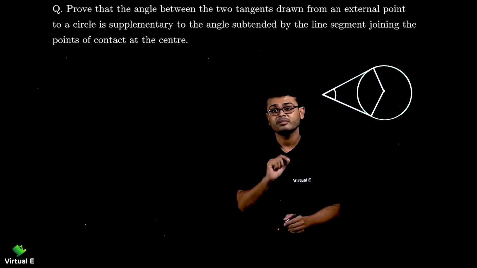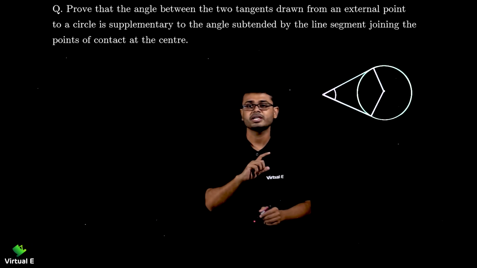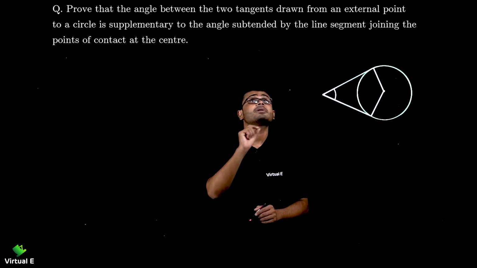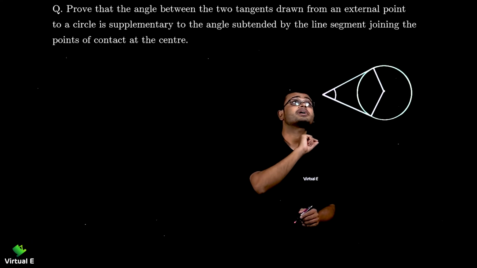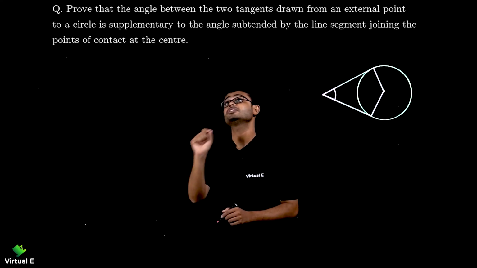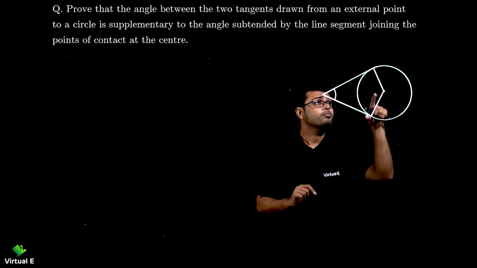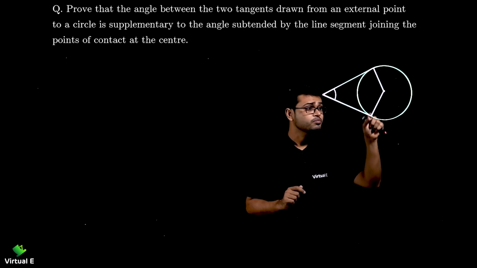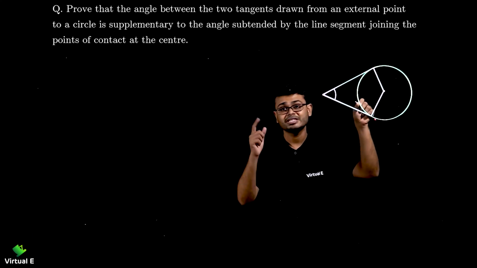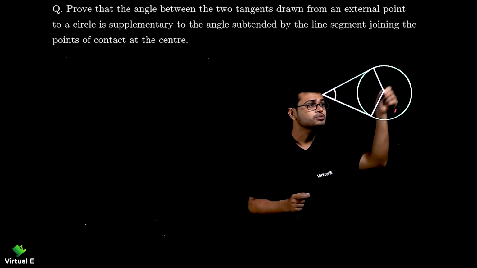Supplementary angle means if you add two angles, you are going to get 180 degrees. X plus y is equal to 180 degrees. Supplementary to what? Supplementary to the angle subtended by the line segment joining the points of contact. So we have two points of contact on the circle, and we need to join each point of contact with the center, from point of contact to center.